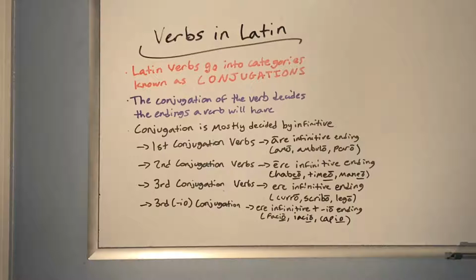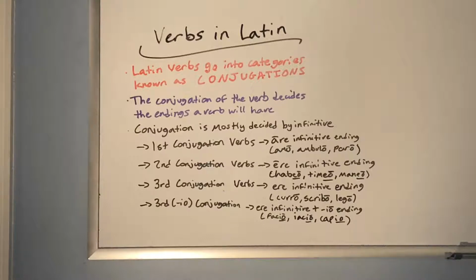And as you will see, third -io verbs let you know that they're third -io because you will see that i in all of their forms. So facio, its infinitive is facere, iacio's infinitive is iacere, and capio's is capere. So for these, as I said, their first principal part will end in -io, but the infinitive will end in -ere.